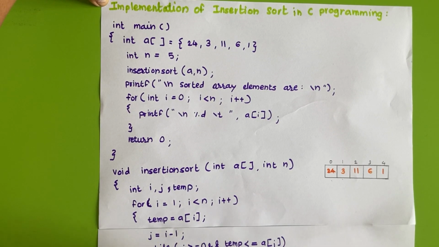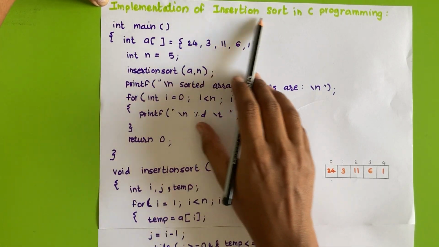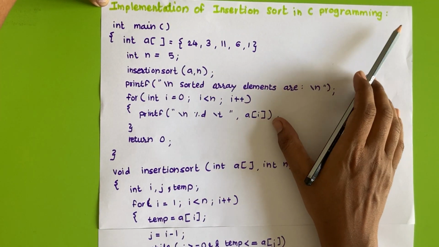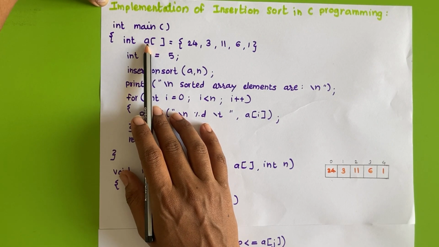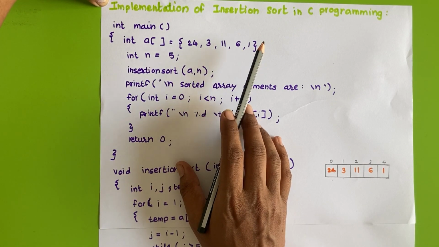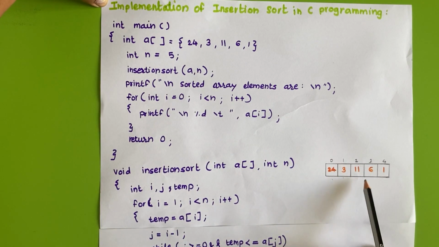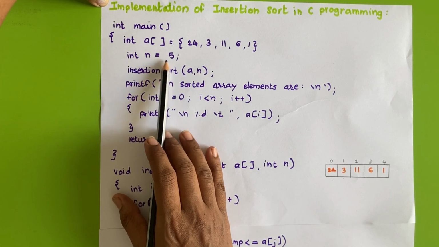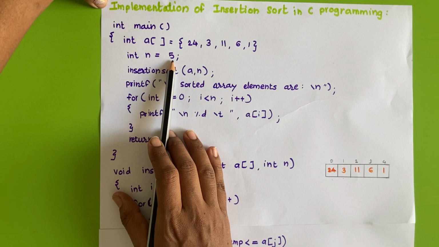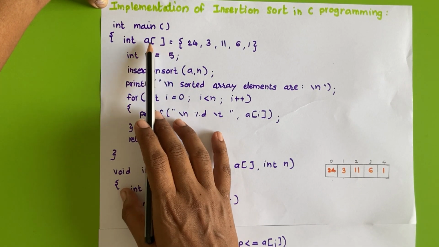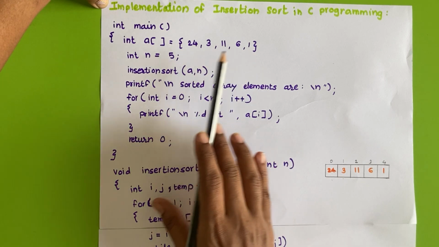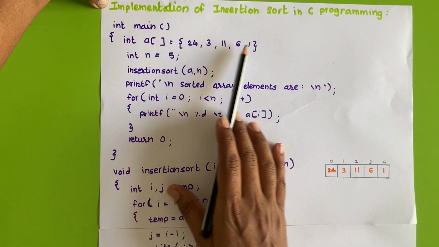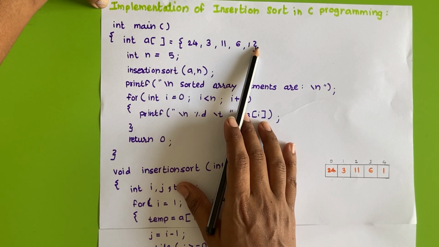Now today we will see the implementation of insertion sort in C programming. For that purpose I have taken an array with these 5 array elements. So this is our array of size 5. I have directly declared the array with array elements to reduce lines of code. If you want to accept elements from the user, then you can use the scanf function.